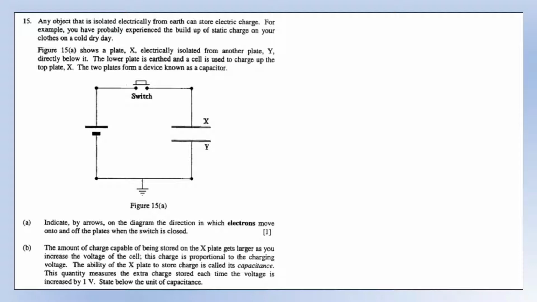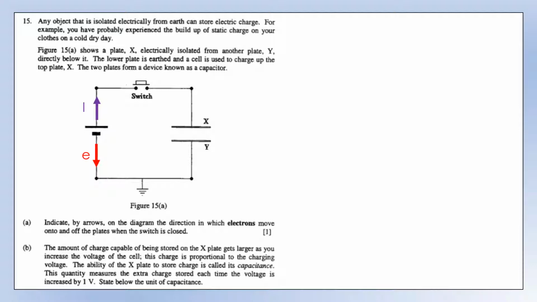Indicate by arrows on the diagram the direction in which electrons move. So conventional current, remember, the flow of positive charge comes out of the big side, so electrons therefore come out of the small side. So Y will end up with a negative charge, X ends up with a positive charge overall anyway.